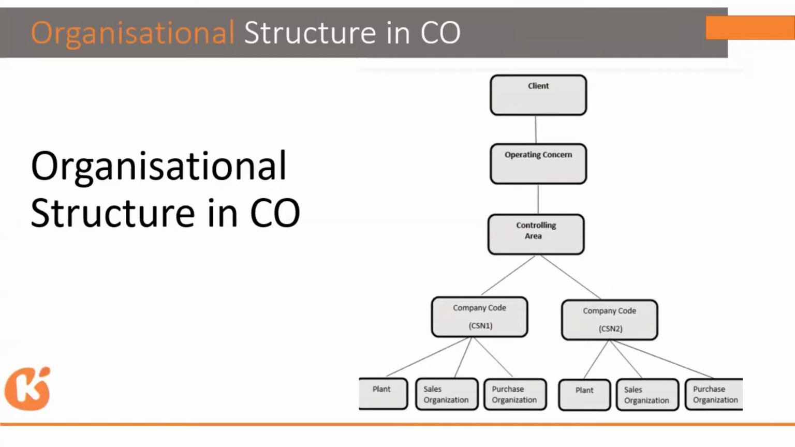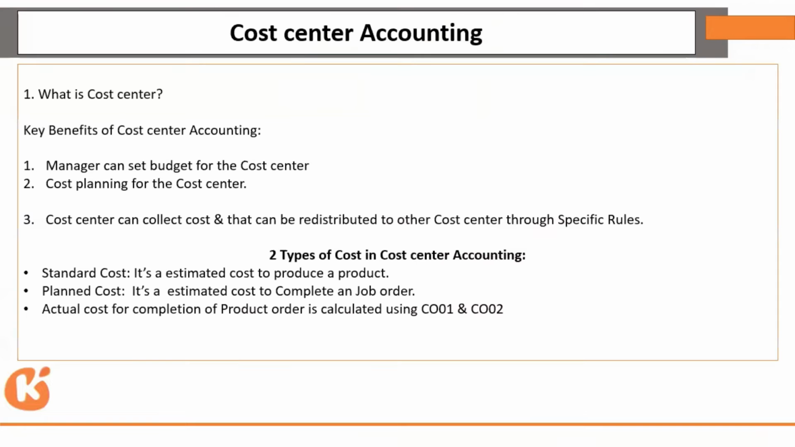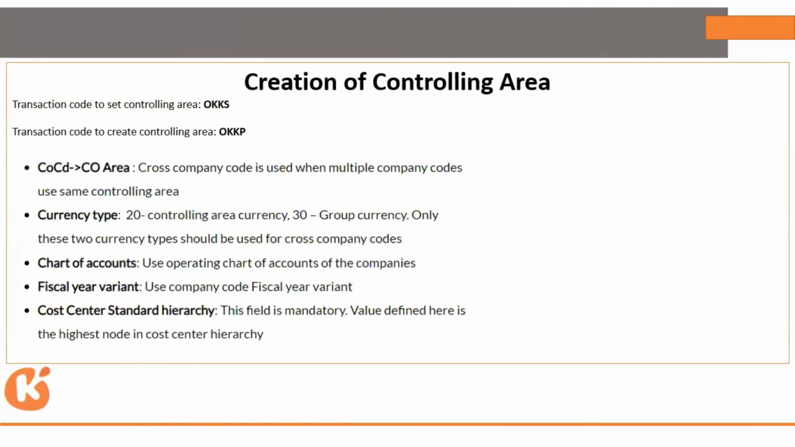So now coming to organization structure, we know that first and foremost, we have the client, followed by operating concern, which is the highest level of organization structure, and following with the controlling area, which can be assigned to multiple company codes or a single company code. So first of all, when you are creating the controlling area, we have the transaction code, or we can directly use the menu path.